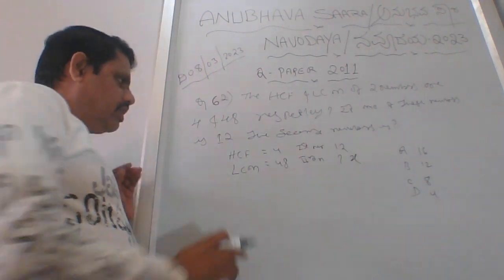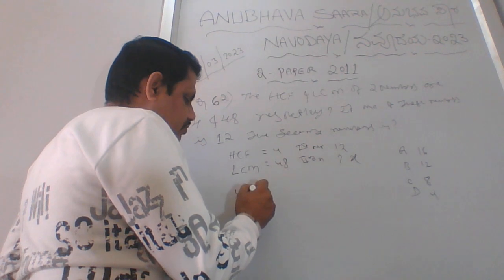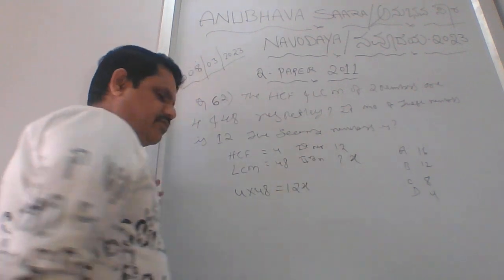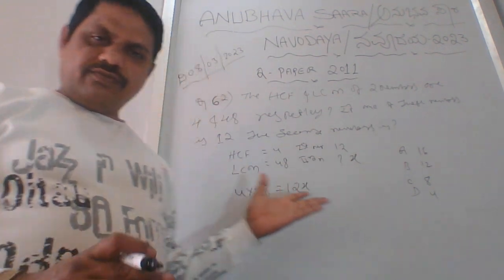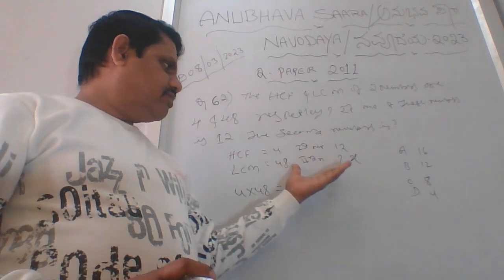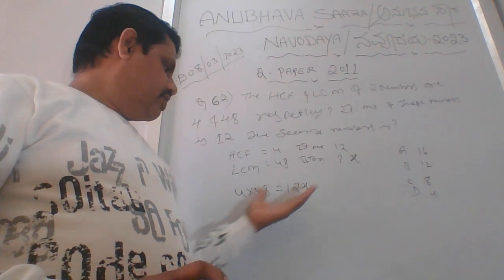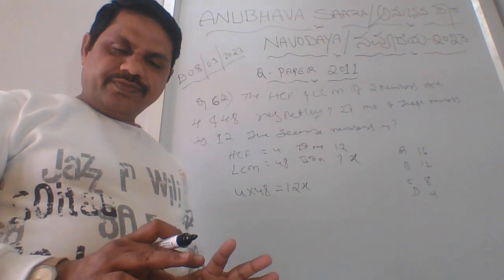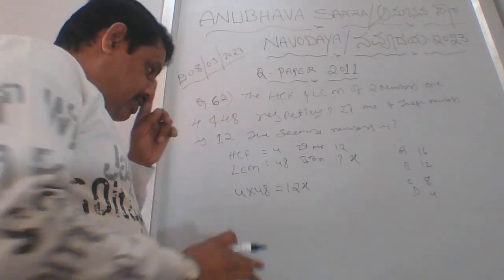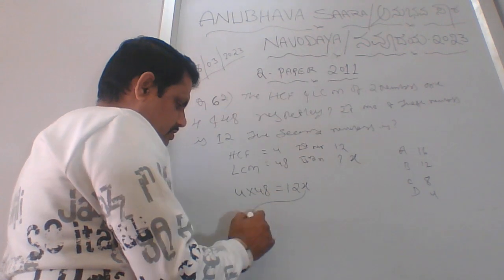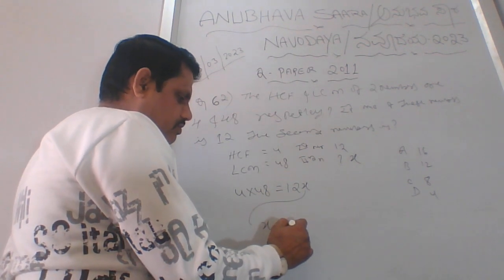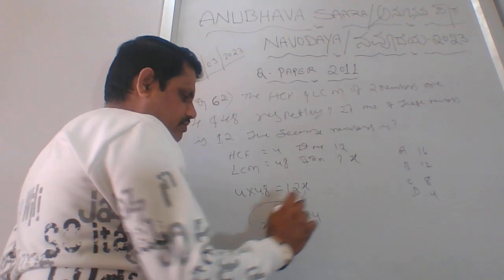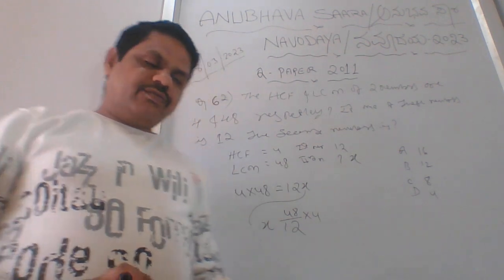What will I do now? I will write it like this: 4 multiplied by 48 is equal to 12x. You have to use the formula, because we are doing maths. So I have written 4 multiplied by 48 is equal to 12x. Now if you take x on one side, then 12 will come down, and 48 multiplied by 4. Now this is the formula we got.